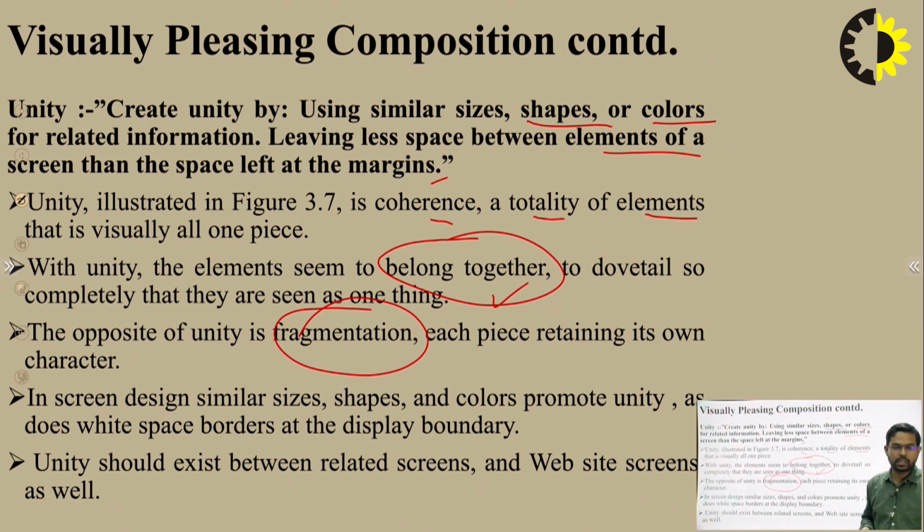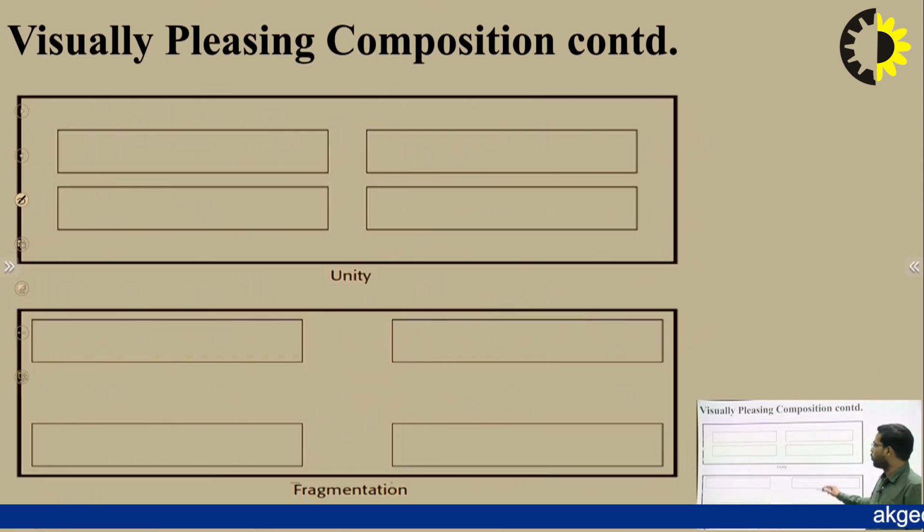So in screen design, similar size, shape and colors promote unity, as does white space border at the display boundary. Unity should exist between related screens and website screens as well. So with unity, all four boxes are tied together, but in the fragmentation the different boxes are fragmented.